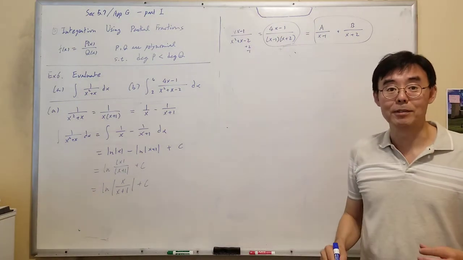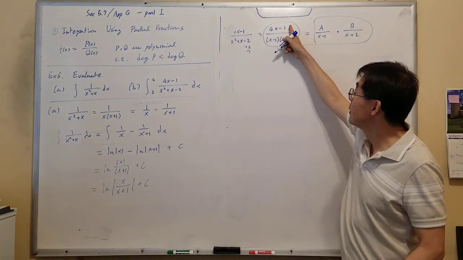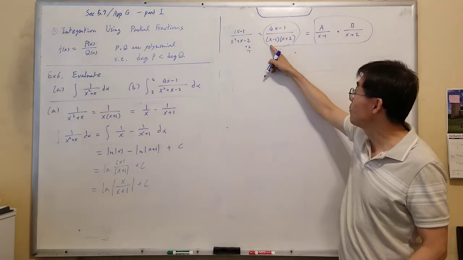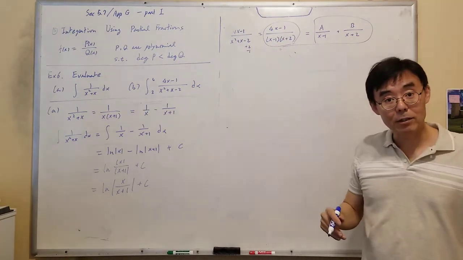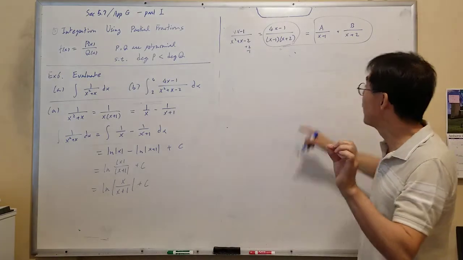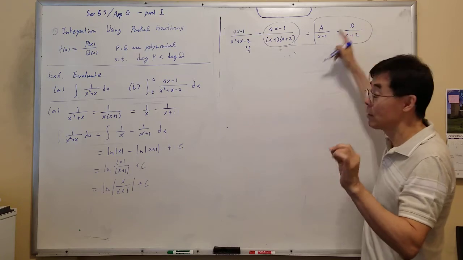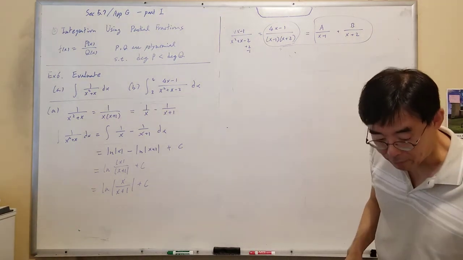It is proven that when you have denominators factored into linear factors and your numerator has a smaller degree, then you can always write in this form: some constant over first factor plus another constant over second factor. Alright?